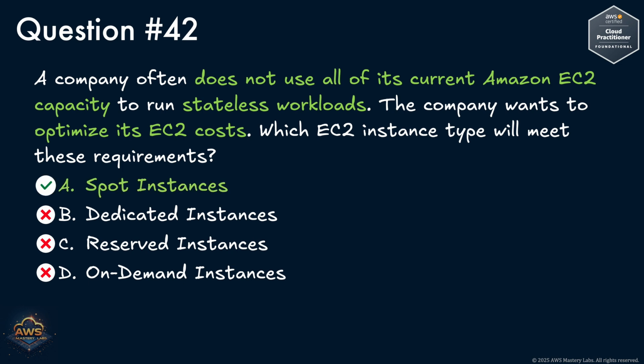Option A, spot instances. Spot instances allow you to take advantage of unused EC2 capacity at discounts of up to 90% off the on-demand price. Since these instances can be interrupted by AWS with short notice, they are ideal for stateless, fault-tolerant workloads that don't require continuous uptime. The company needs to optimize costs, and their tolerance for instance interruption makes spot instances the perfect fit for this scenario. Correct, because spot instances are highly cost-effective and ideal for stateless workloads that tolerate interruption.